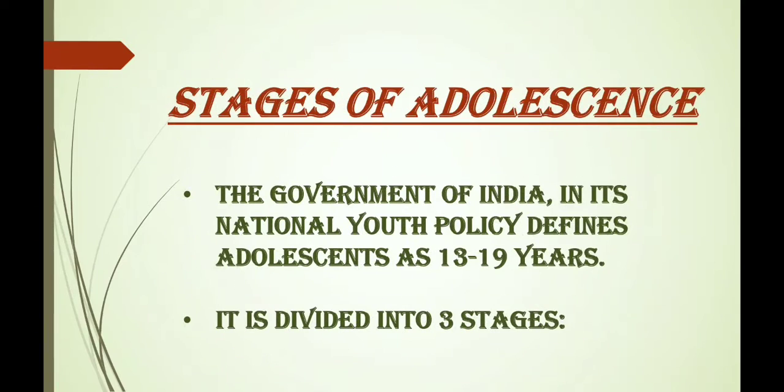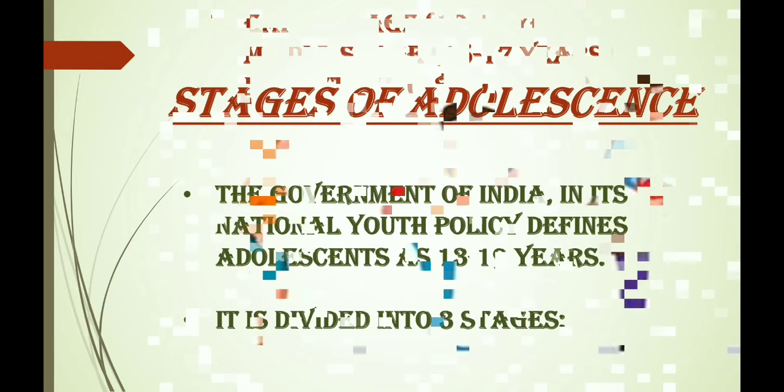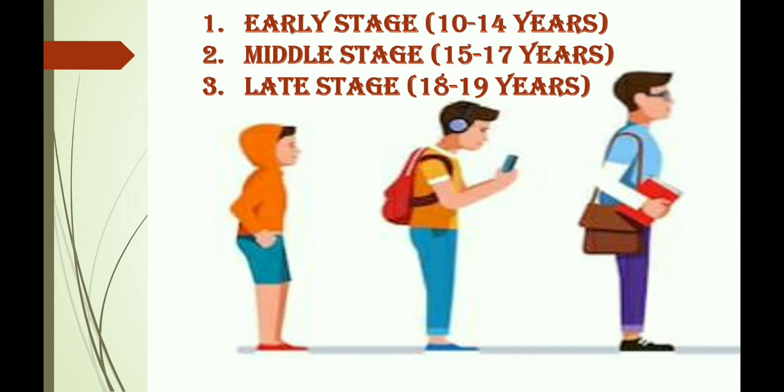Now, stages of adolescence. The Government of India, in its National Youth Policy, defines adolescence as 13 to 19 years, and it has been divided into 3 stages. First stage is the early stage, that is the age between 10 to 14 years. Second stage, which is called the middle stage, is between 15 to 17 years. And the last stage is the late stage, and the age is between 18 to 19 years.